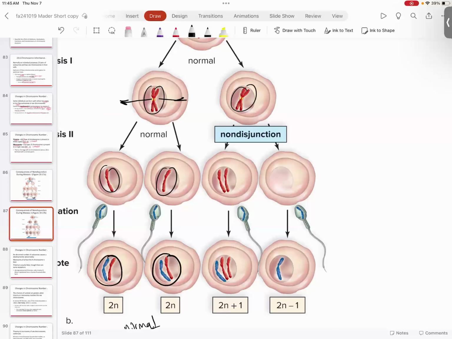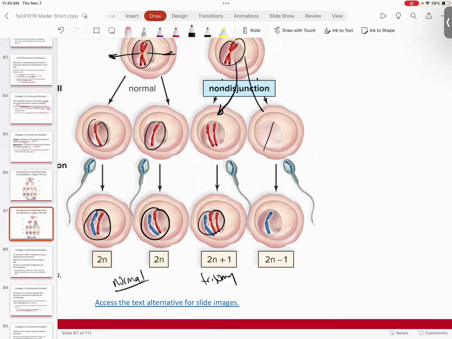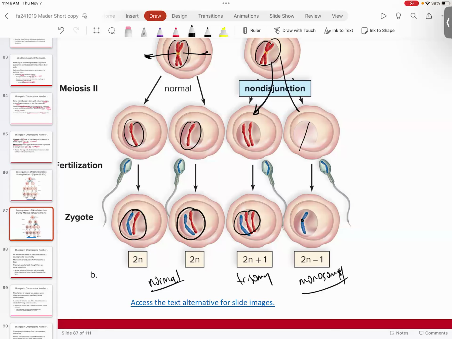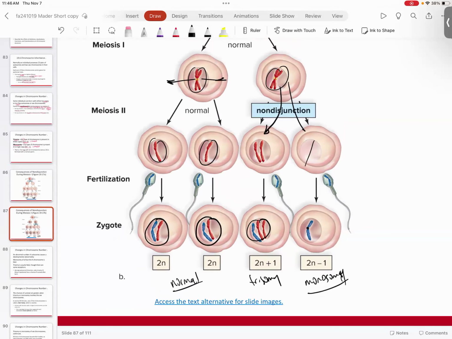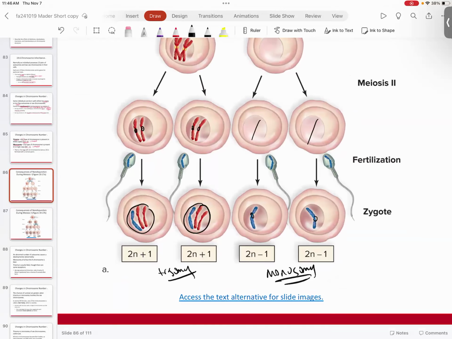However, in the non-disjoined side, this is an M2 non-disjunction. Everything goes to one side. Everything basically got pulled over to the other side, and the other one has nothing in it. So when it gets fertilized by the sperm, you're adding a 3rd chromosome, which creates a trisomy. On the other one, since you don't have any chromosomes there because they all went to the one side during non-disjunction, the sperm is going to add its one chromosome. So this is going to be a monosomy. So in the case of a meiosis II non-disjunction, you could expect at least half of the offspring to be normal, whereas in a meiosis I non-disjunction, both of them are going to be abnormal, trisomy or monosomy.